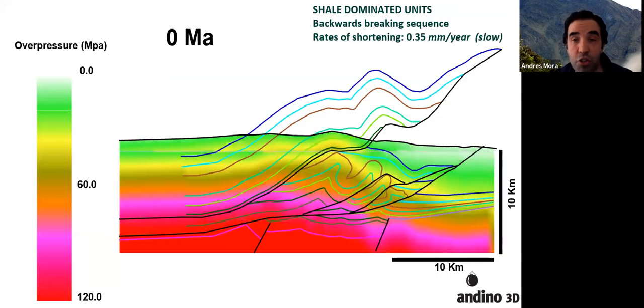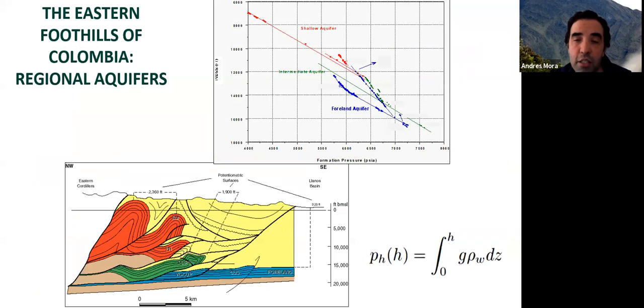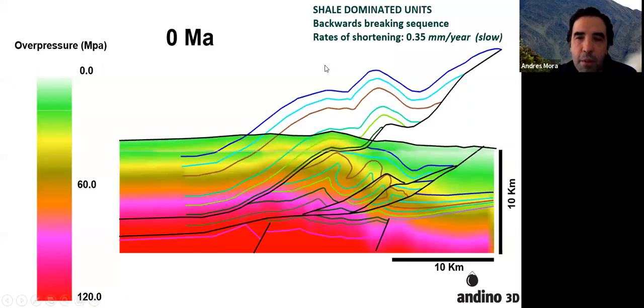However, with a shaley lithology, we get a very overpressured triangle zone that is not yet in agreement with the actual data. As I was explaining in the beginning of this talk, most of the aquifer pressure regimes are hydrostatic with some degree of overpressure that is 1,000 psi, but it's not related to the megapascals here.